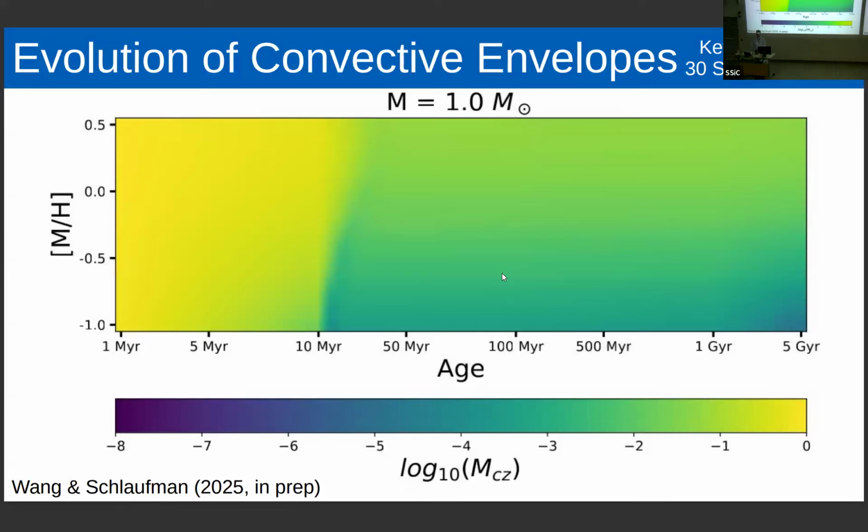So what is the star doing while this planet formation process is going on? The structure of a star changes with time. So this is time on a log scale on the x-axis, and this is stars of different metallicities on the y-axis. A solar-type star is here. This yellow region indicates that the star is fully convective. That is, one solar mass of material is well mixed.